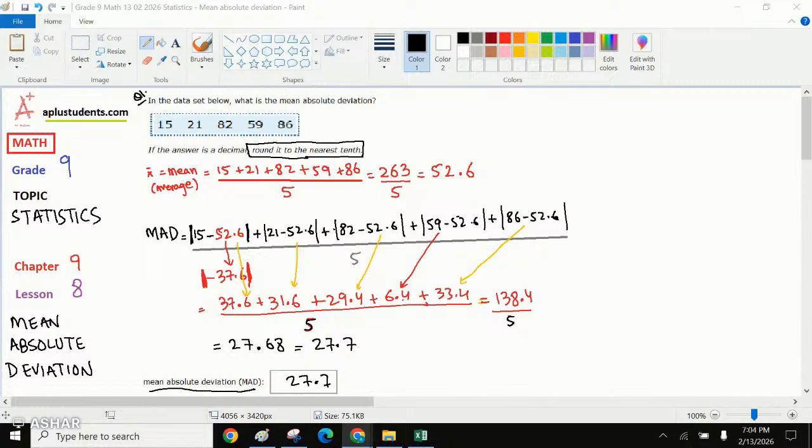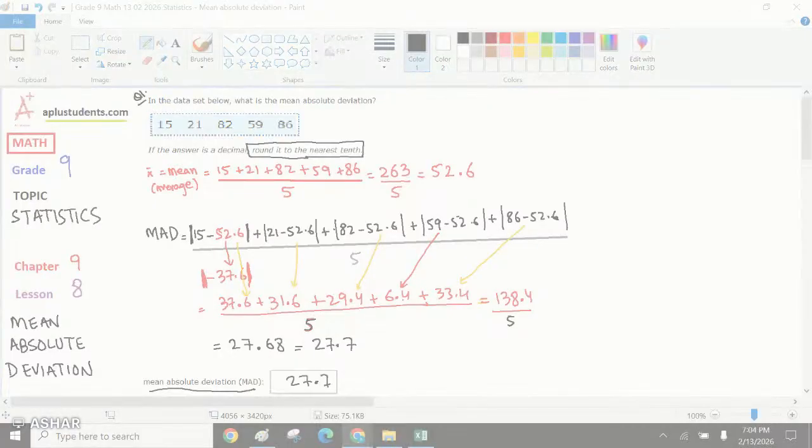It is very easy, but there is a lot of calculation in this. Okay, so this time we'll try to do it vertically. Let's try to do it vertically and see if we can save some space.